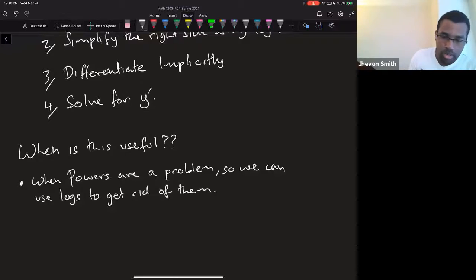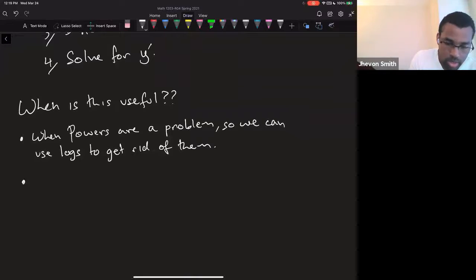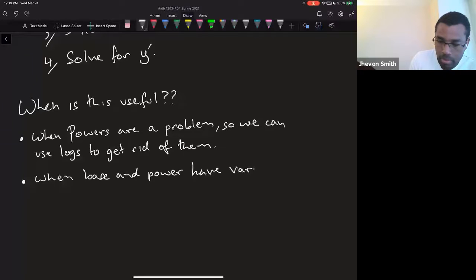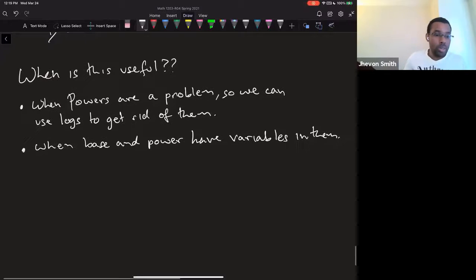So when powers are a problem, we can use logs to get rid of them. That's one thing. In particular, when base and power have variables in them, as we just saw. Because if the power has no variable in it and it's a constant, you can apply the power rule. If the base has no variables in it and it's just a constant, you can apply the a to the x rule. If both have variables in them, neither of those rules apply anymore. So you would start to think log differentiation.